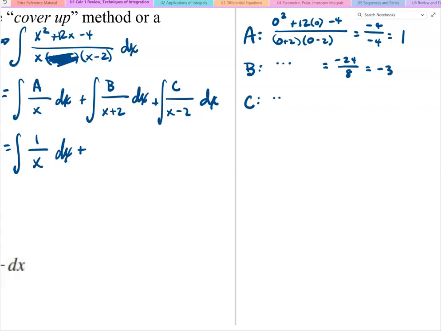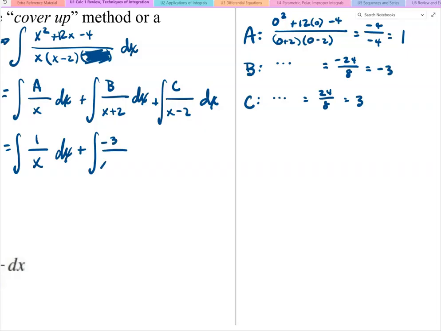And then finally for c, same thing. We would cover up this c value, or the c denominator. The number that makes that 0 is a negative 2. So when we substitute a negative 2 into these expressions, we end up with a positive 24 divided by 8, which leaves us with a positive 3. So now we have 3 integrals that are much easier to manage.